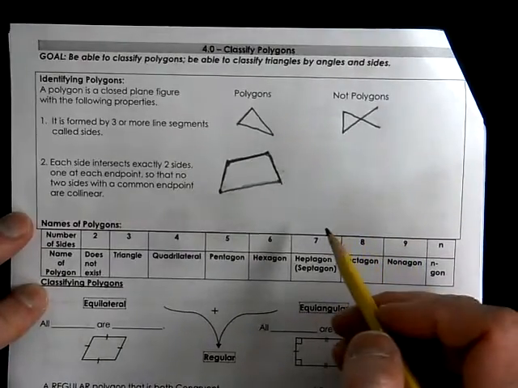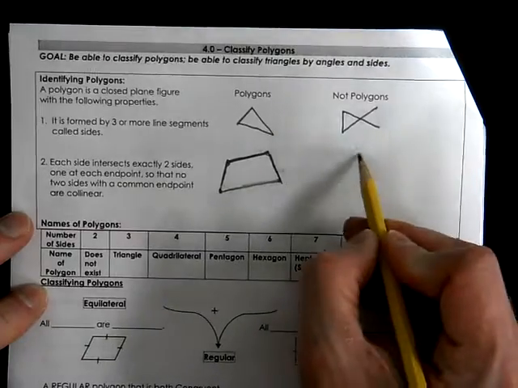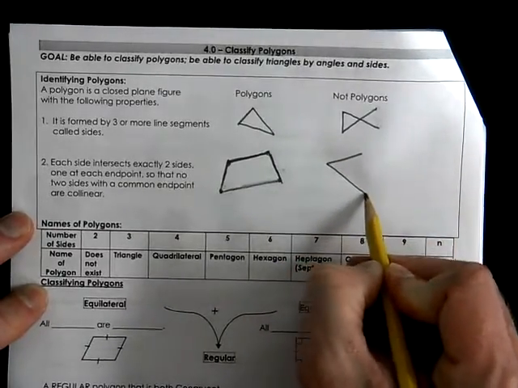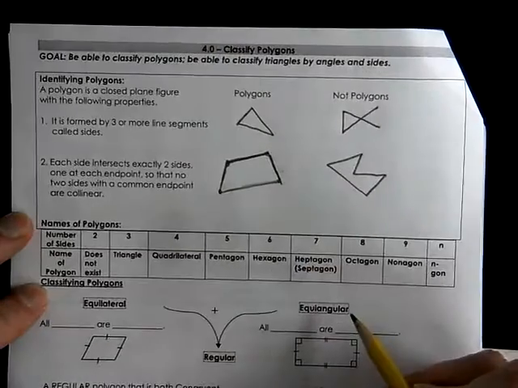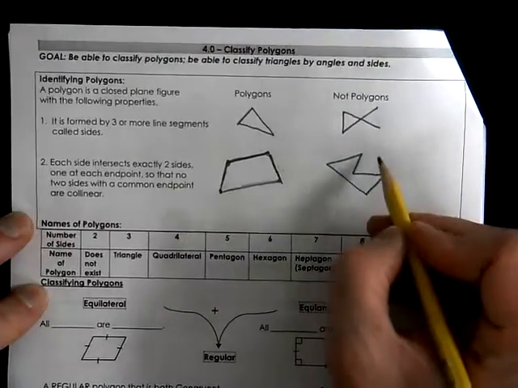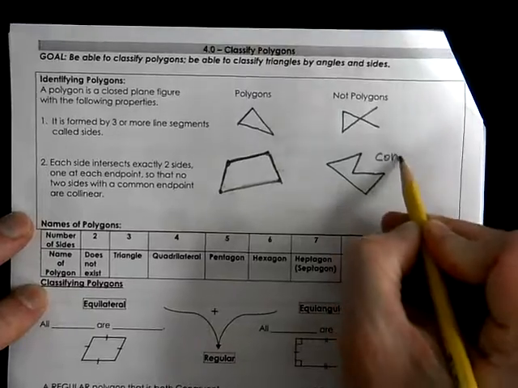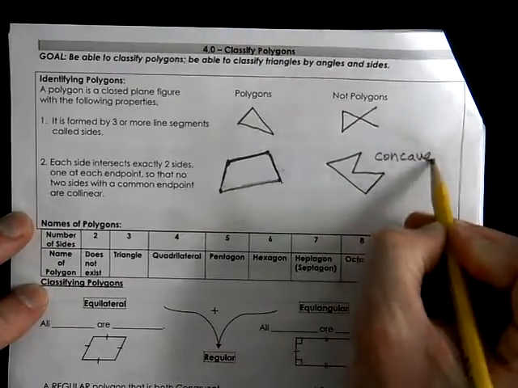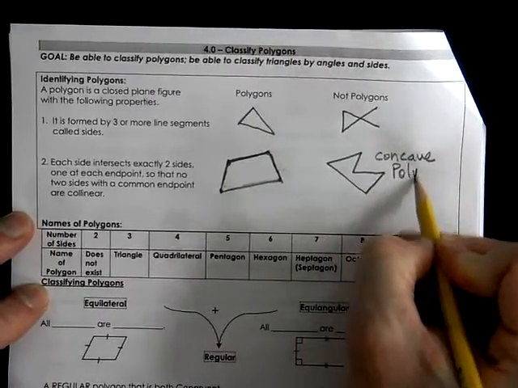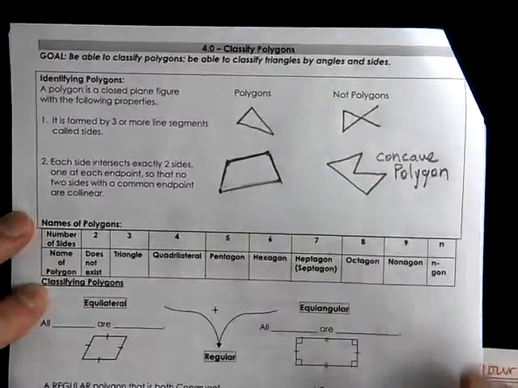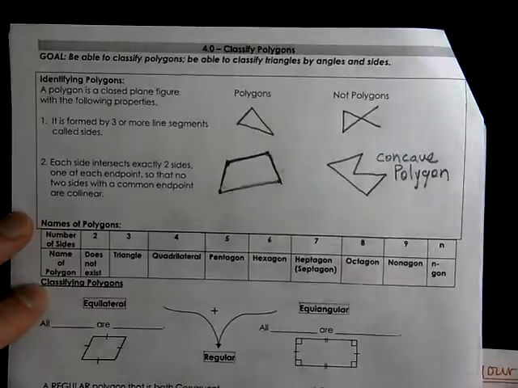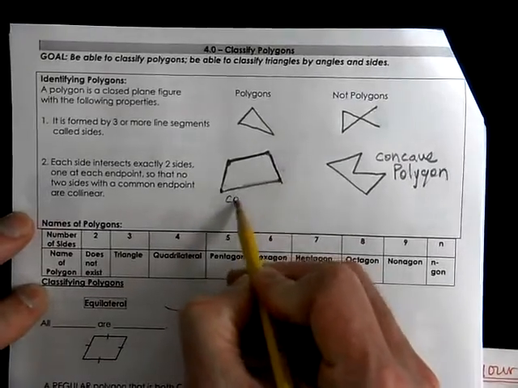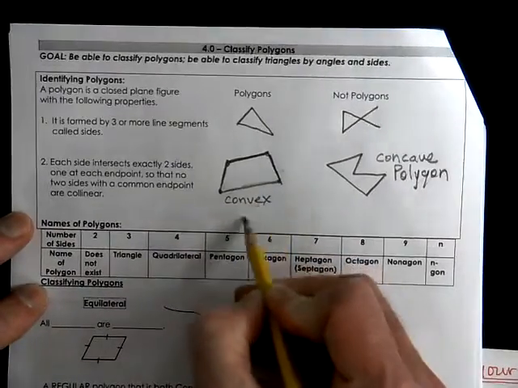What we're not going to use as polygons, we're not going to use what's called a concave polygon. This is a concave polygon. We won't be working with concave polygons at all. All of our polygons will be convex.